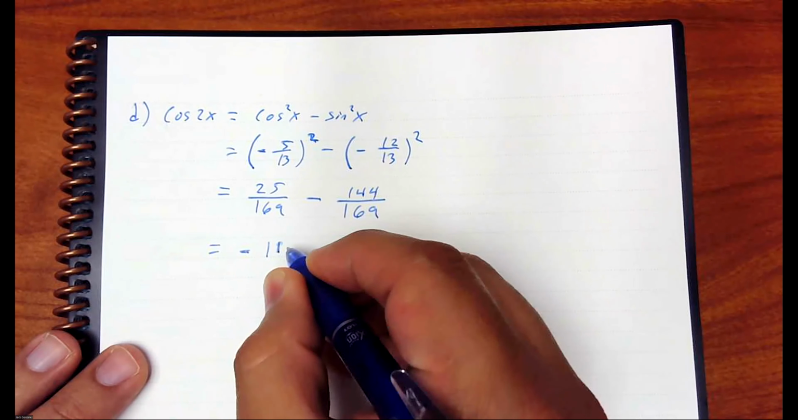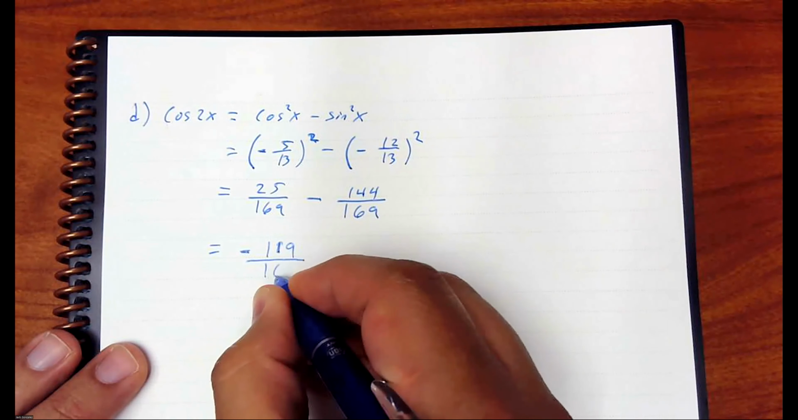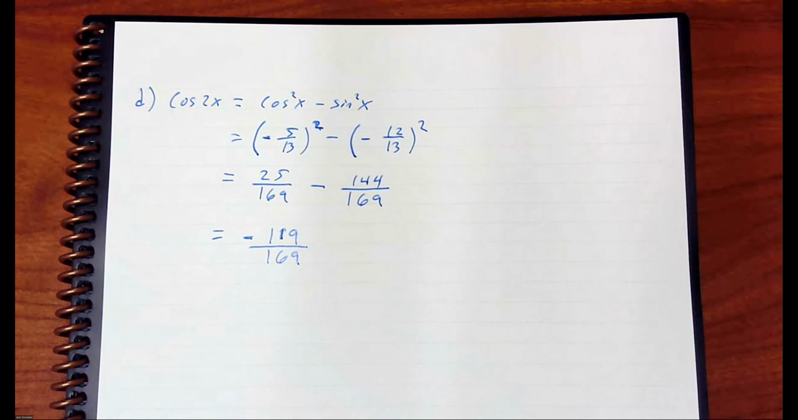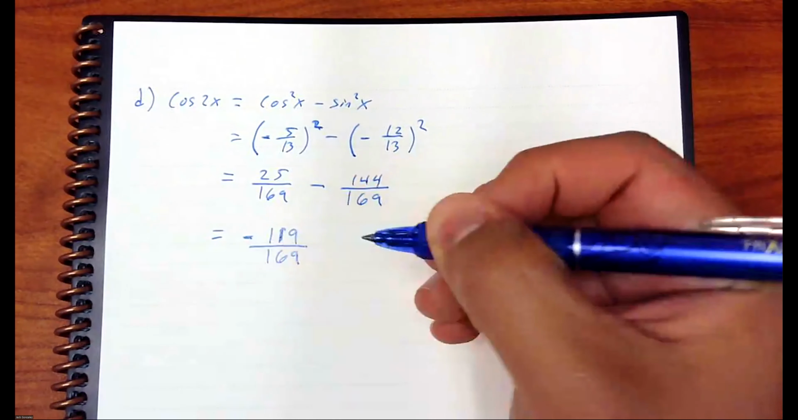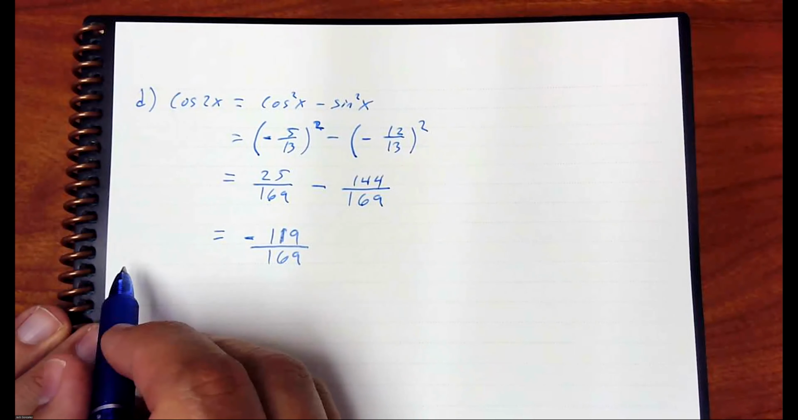Yeah. Is that what you got? Okay. The double angles aren't too bad. I think the half angles are the harder ones. Anyway, any questions on A, B, C, D?